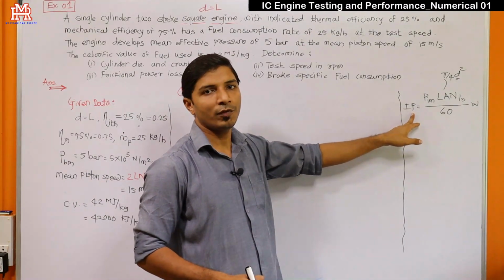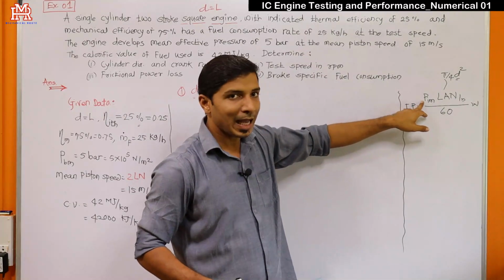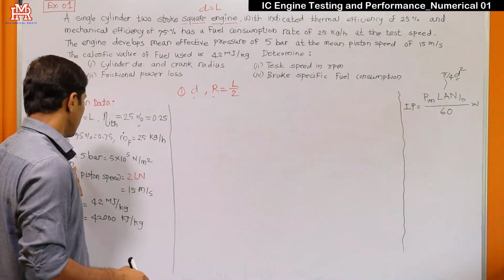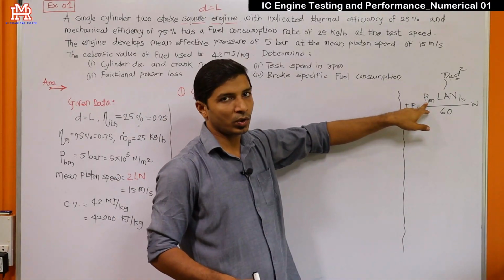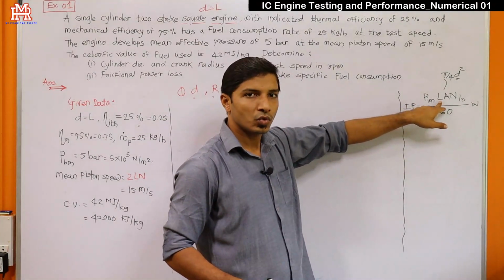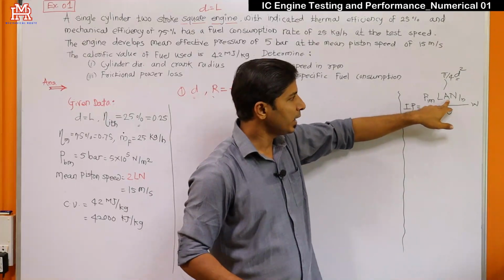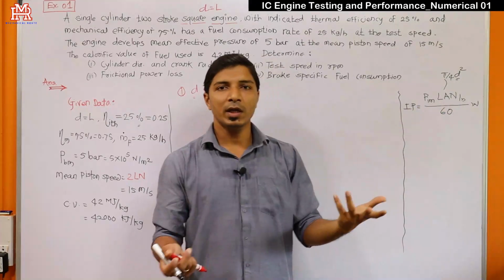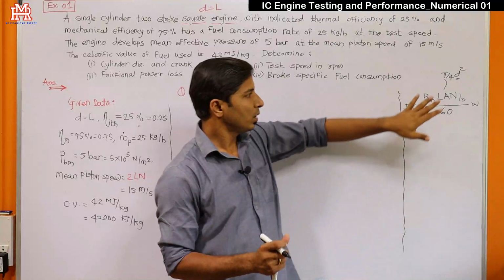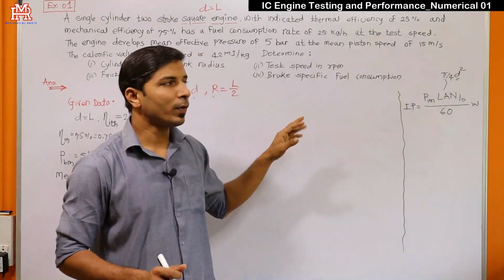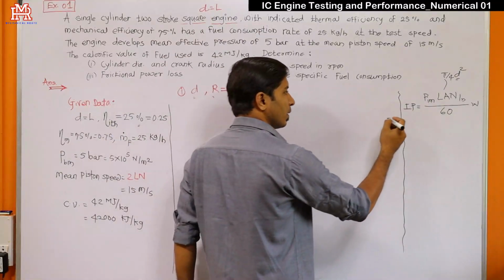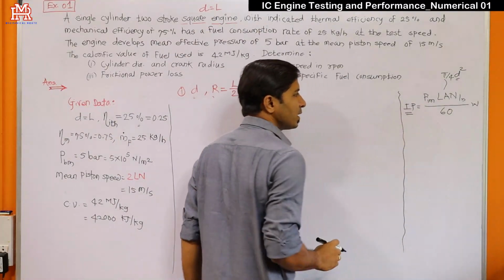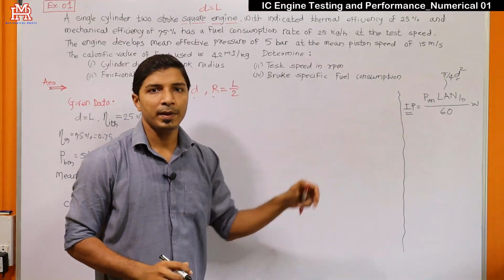But if you observe this formula, you will come to know that there are many unknowns. I don't know the value of IP, I don't know the PIM. PBM, brake mean effective pressure is given, but indicated mean effective pressure is not given. Stroke length is not given, area also, so almost all are unknowns. So you cannot use this formula directly to find this diameter. So we'll go on calculating parameters.